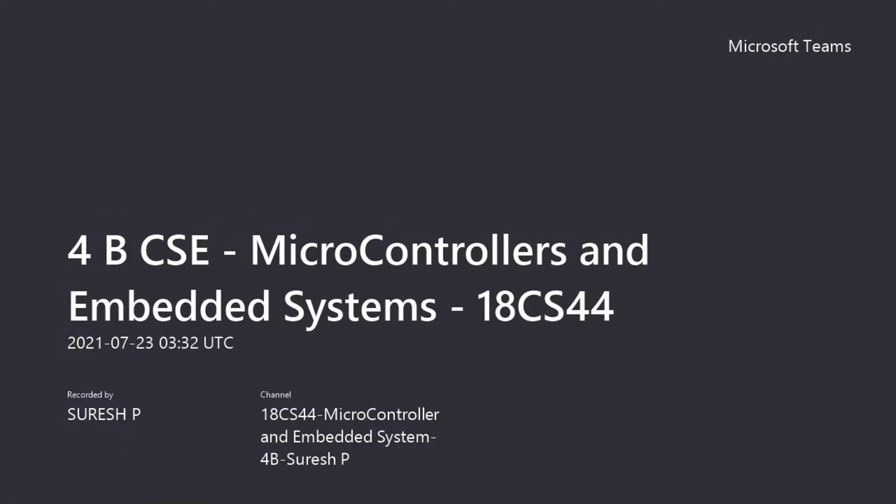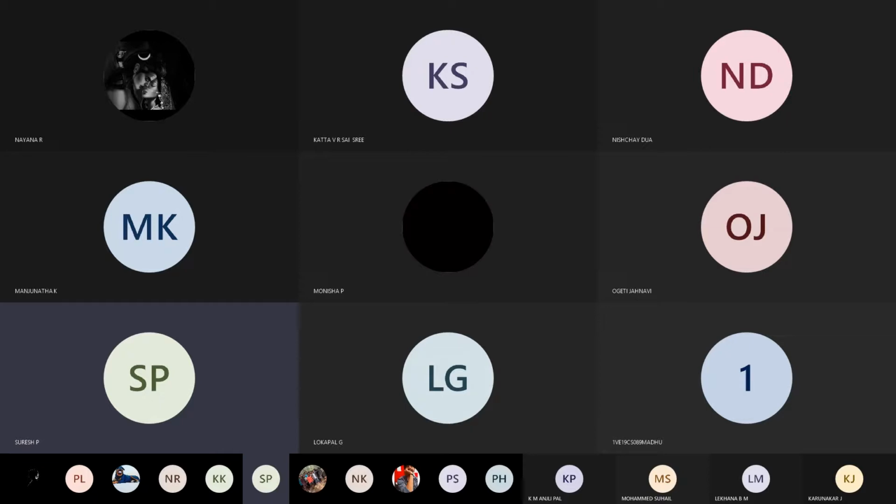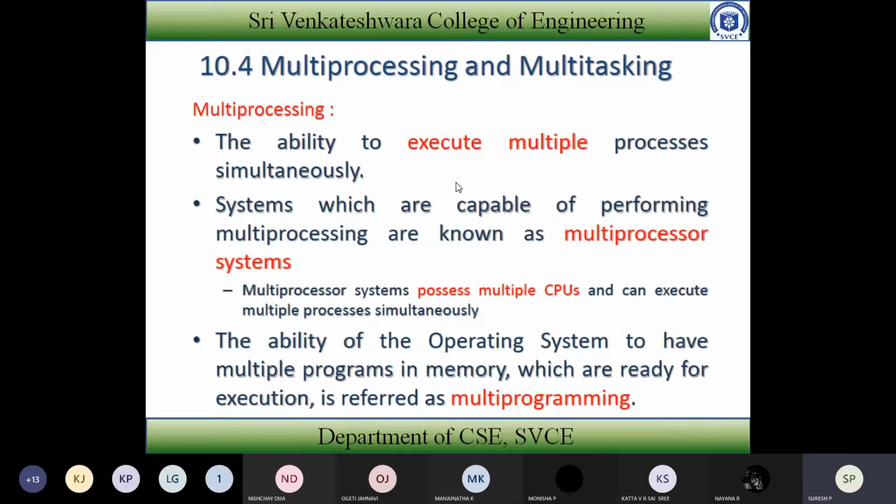Multiprocessing, threads. So in this class, we are going to discuss multiprocessing and multitasking. So what do you mean by multiprocessing? First we will discuss what multiprocessing means. Multiprocessing is the ability to execute multiple processes simultaneously. So that means multiple processes will be executing.